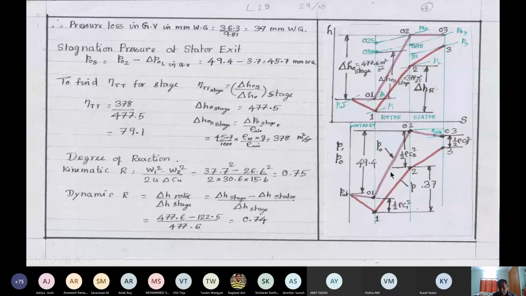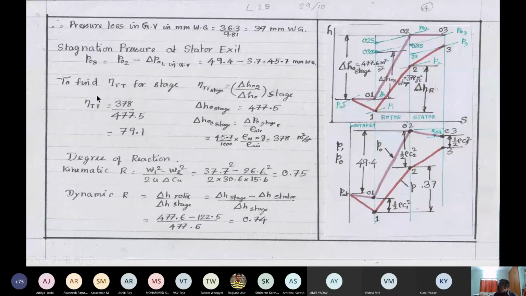Okay. So this diagram will give you some insight into what is happening. The pressure from atmosphere, as it flows through the intake, there's a small loss. The value given was about 2.5 millimeters. Then stagnation pressure increases, work is done in the rotor. Then again in the stator, the guide vanes, there is no work done, some loss is there, which we have calculated to be around 3.7 millimeters. So final P03 is P02 minus the loss, which comes to 45.7 millimeters of water gauge.